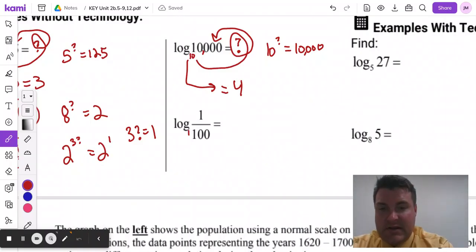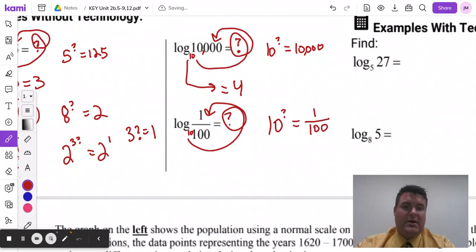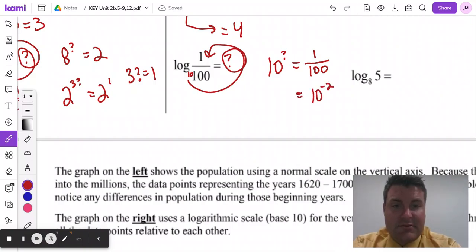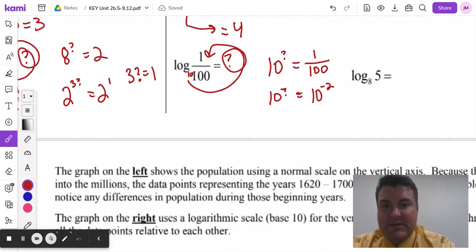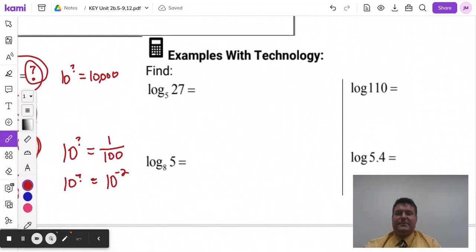Log base 10 again here. How do I get from here to 1 over 100? So 10 to the what gives me 1 over 100? Again, we're going smaller, so this is going to be a fraction. I can rewrite 100 as 10 to the negative 2. So what's my question mark then? This is negative 2.